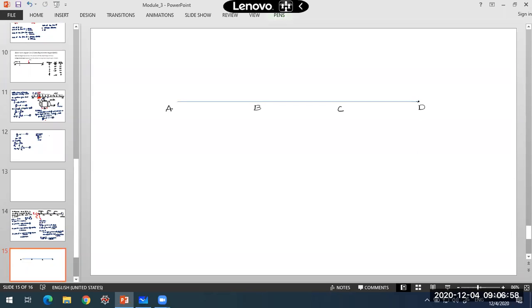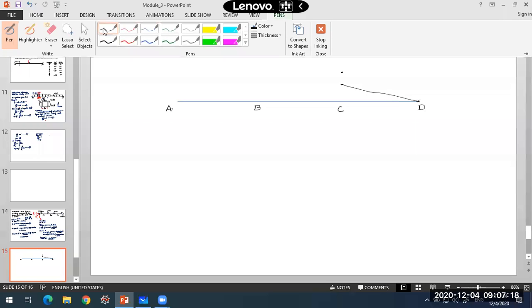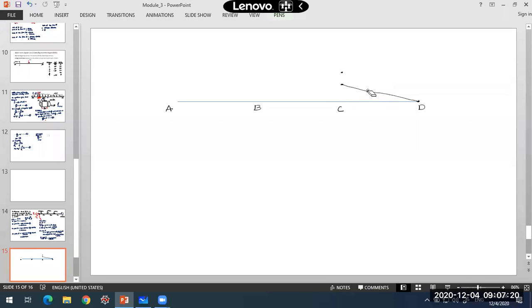So at D it is 0. At C, what is happening? 40. Once you cross that concentrated load, it will go to how much? 50 kilonewton. Sorry, just 50 kilonewton. So this is the variation what we have. It will be a straight line variation.